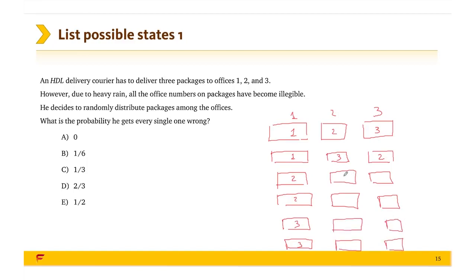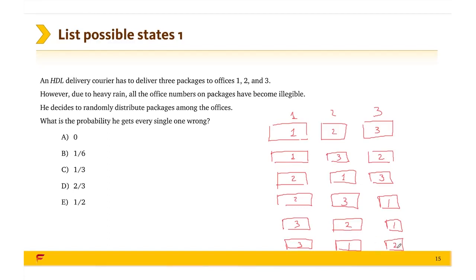And here we have two possibilities. Either this one gets the package from the first office and the third office gets their package, or vice versa. So the second office gets the package from the third office and the third office gets the package from the first office. And the same thing happens here. We can give this package to the second office and the first package to the third office, or vice versa. One, two.